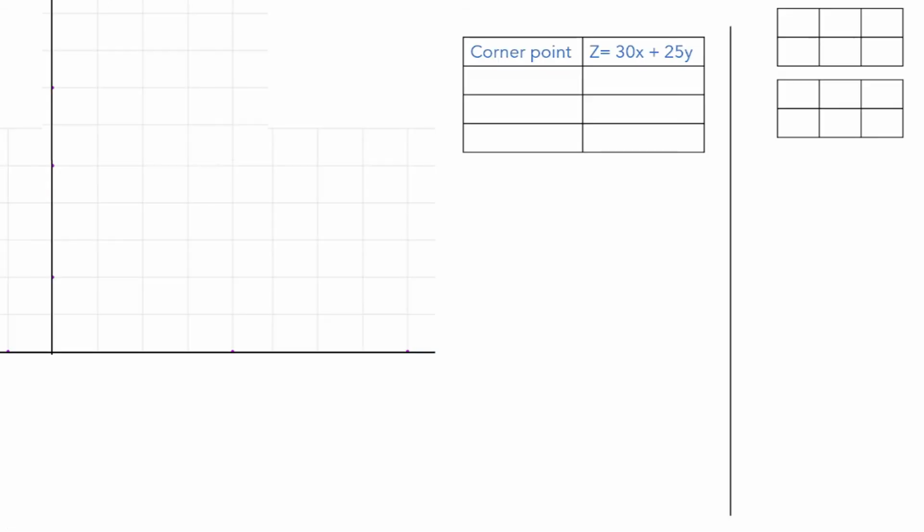Now let us draw the graph. So we have the constraints x plus y less than or equal to 6 and then 3x plus 2y less than or equal to 15. So these are the 2 major constraints. So let us mark the x-axis, y-axis and take the scale as 1 centimeter as 1 unit.